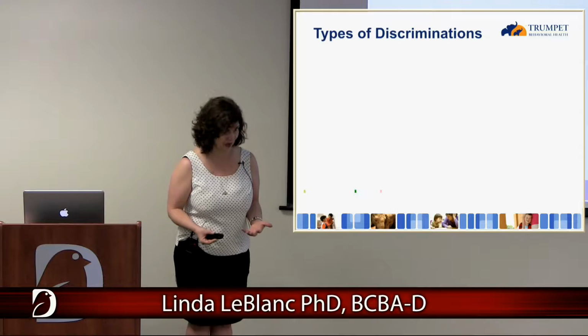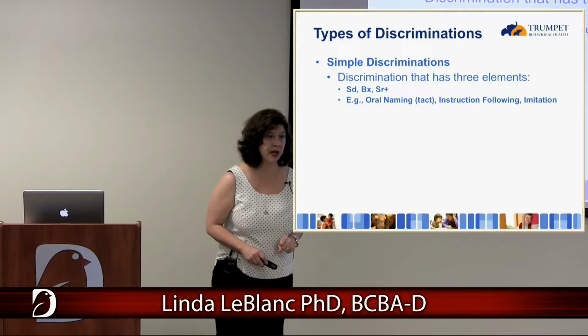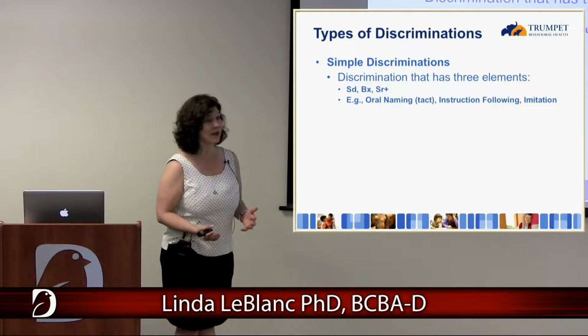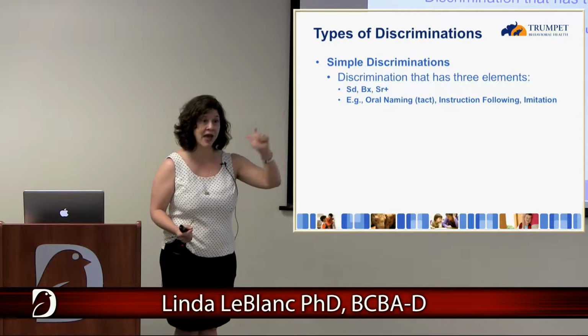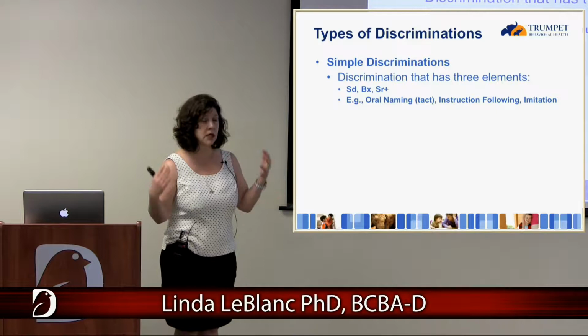So the first is a simple discrimination, and this is probably what most of you think most things are. This is a discrimination with three elements. It's that three-term contingency: the discriminative stimulus, a behavior, and a reinforcer. That's your A, B, and C. So this is our basic three-term contingency.